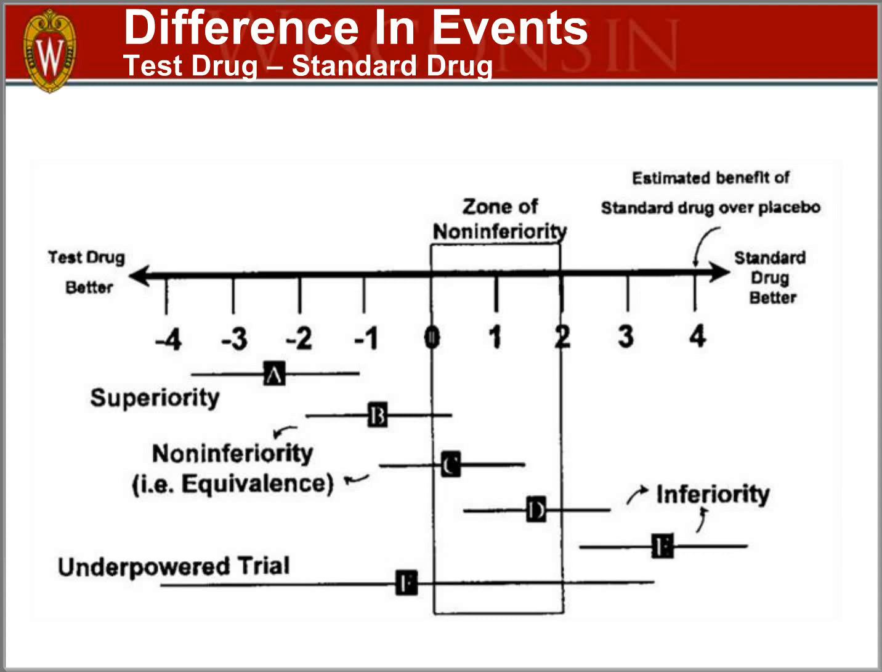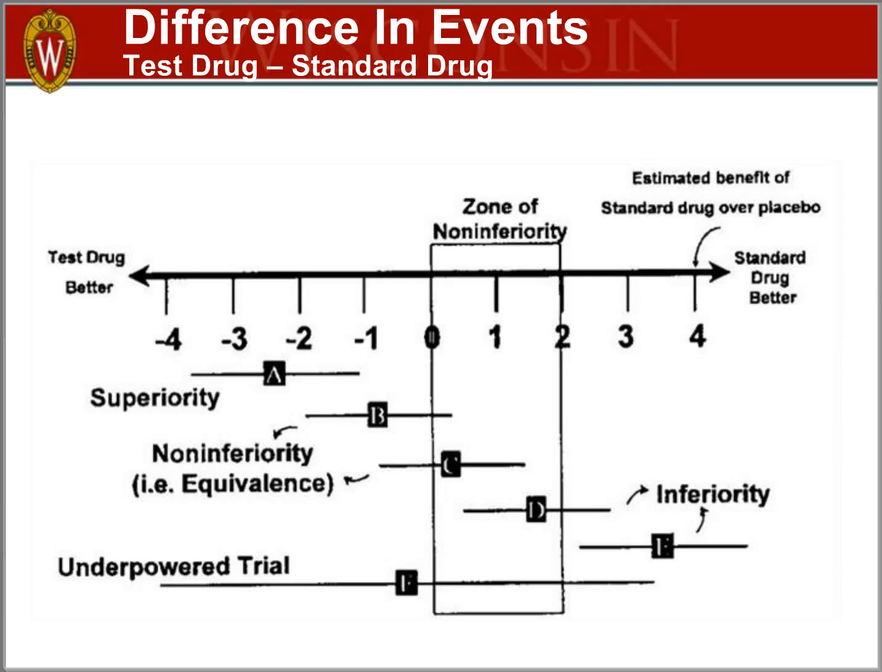Trial A is a superiority trial because the estimate indicated by the symbol and the line or the whiskers indicating the confidence interval rule out no difference. That is, the difference is certainly greater than some amount, at least a difference of 1%. So we would call it a superiority trial. The next three trials, however, are referred to as non-inferiority trials. You notice there's a box labeled zone of non-inferiority.